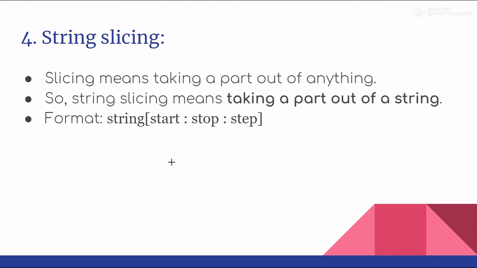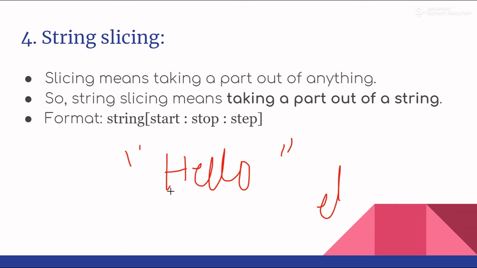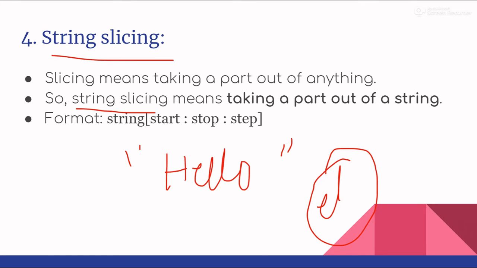So let's say we have a string called HELLO, hello. Let's say we took out EL out of this hello. So this EL will be called a string slice, and the process will be called string slicing. Okay, so the format of doing string slicing is this: string, square brackets, and then start, stop, step separated by colons.